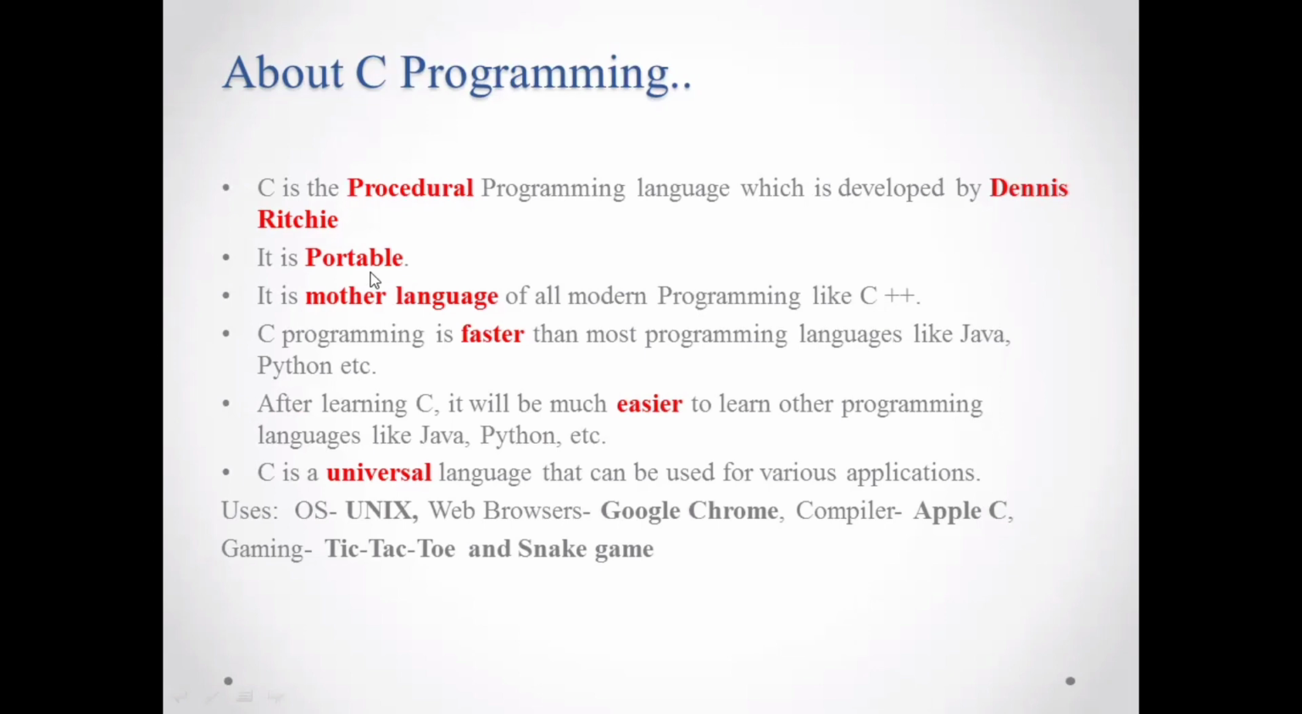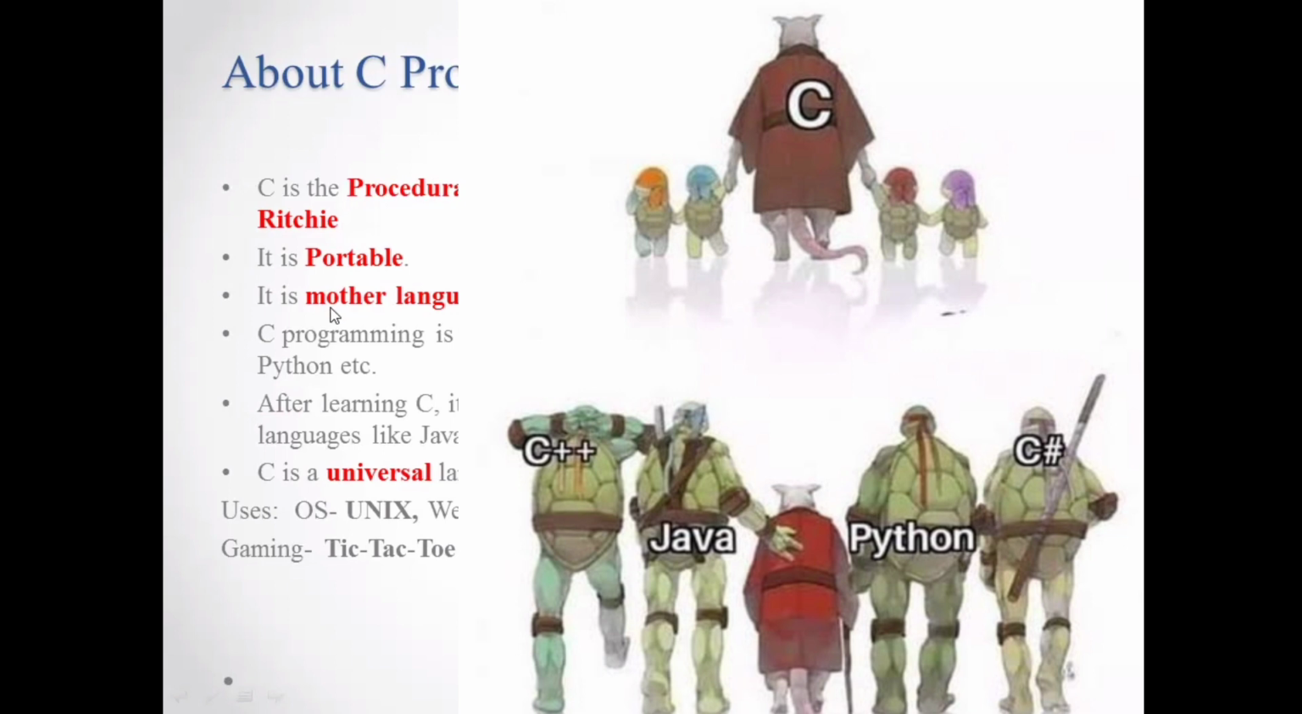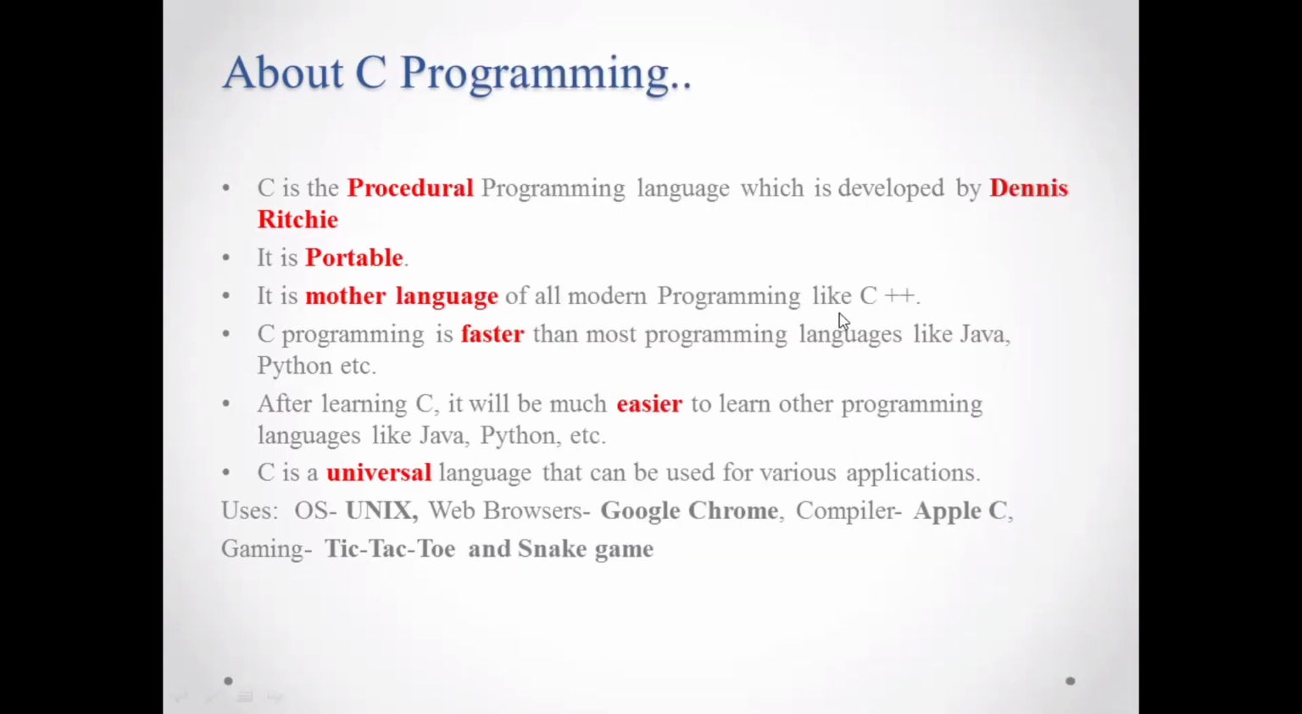Then the third point says it is the mother language of all the modern programming languages, because most of the compilers and JVMs are written in the C language, and many modern programming languages came after C. C programming is faster than most other programming languages. If I compare C with Java, in C a compiler is used for the compilation process, and in Java an interpreter is used.